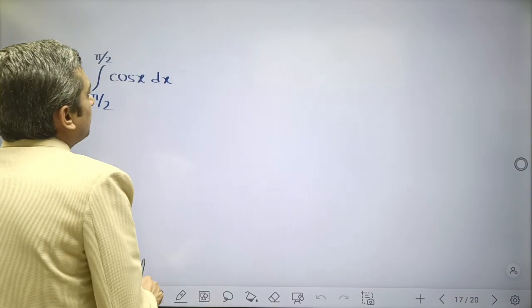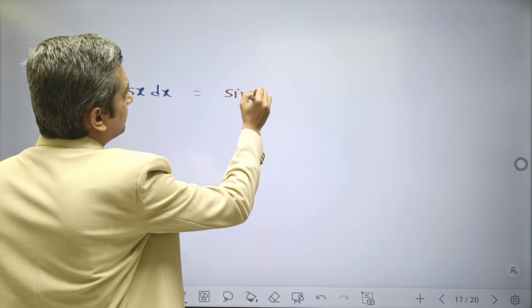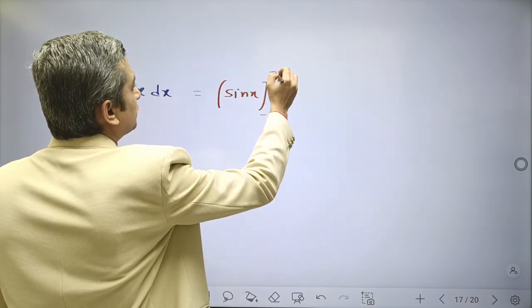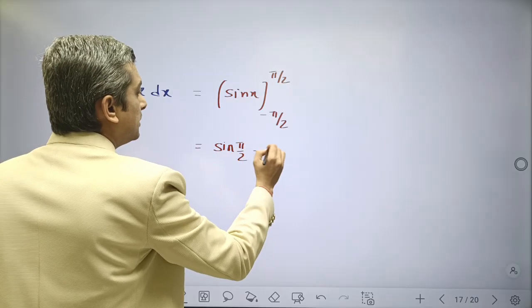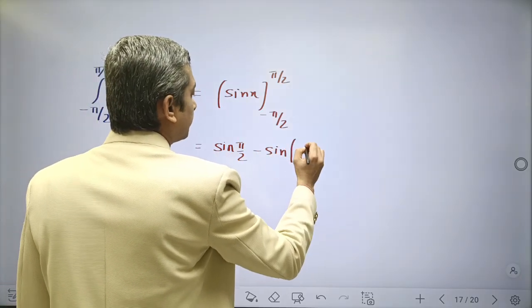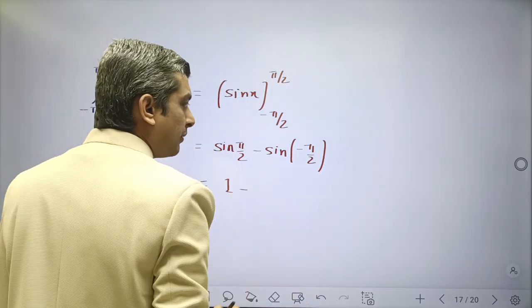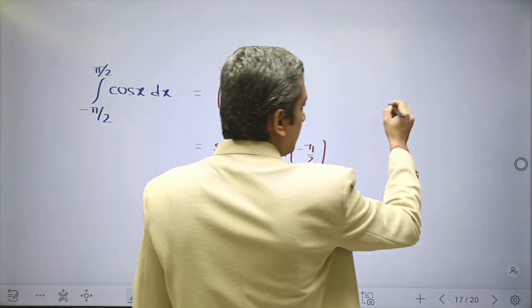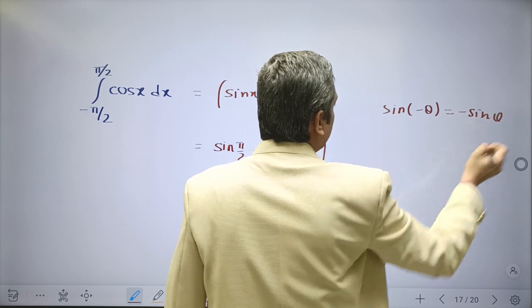Now next, cos x. The integration of cos x is sin x. The limit is from minus pi by 2 to plus pi by 2. So put the upper limit, that is sin pi by 2, minus put the lower limit, that is sin of minus pi by 2. So sin pi by 2 is 1, minus sin of minus pi by 2. Remember, sine of minus theta is equal to minus of sine theta.